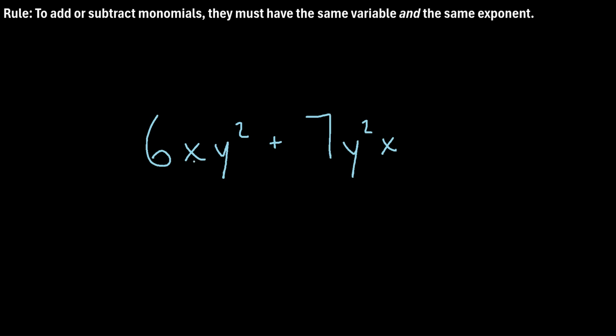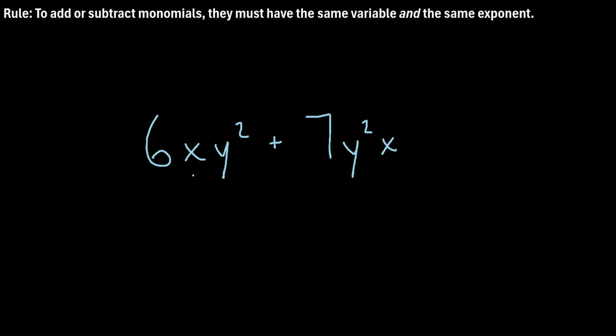Well, first let's focus on the variables. So we can see this monomial has an x, and this one also has an x. This monomial has a y, and this one also has a y. And we can see that the y's are both raised to the power of 2, while the x's are both raised to the power of 1. So we are allowed to add these two together.